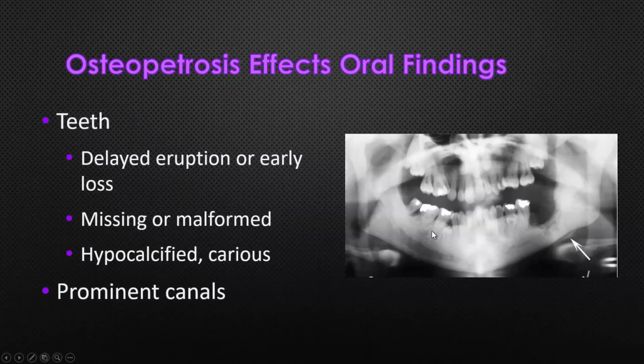Delayed eruption of teeth because that bone is so dense, or they may not erupt at all. May lead to hypocalcification and carious teeth. So just not properly formed teeth as well. Prominent canals, just because the bone's so sclerotic, you see the inferior canals really stand out.